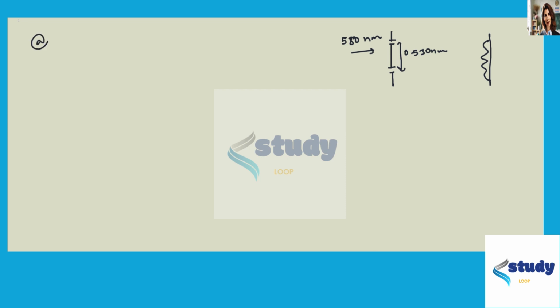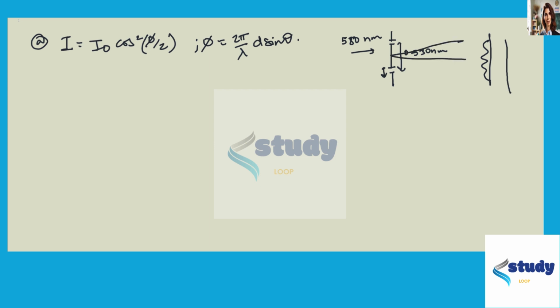Now, for the first case, the width of the slits is really small, which means the diffraction pattern will have no change. The intensity pattern will be constant, and we only need to consider the interference pattern. We know that for just interference, the intensity varies as I naught cos square phi by 2, where phi is equal to 2 pi by lambda d sine theta, where theta is the angle that the point makes from the center.